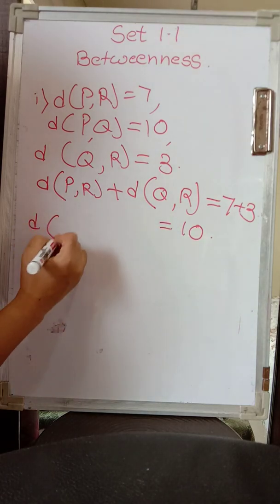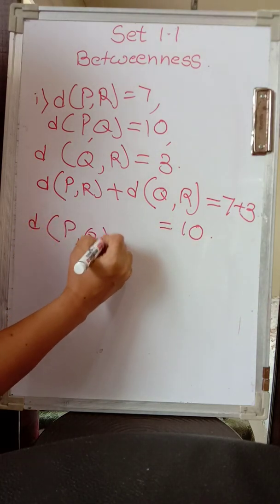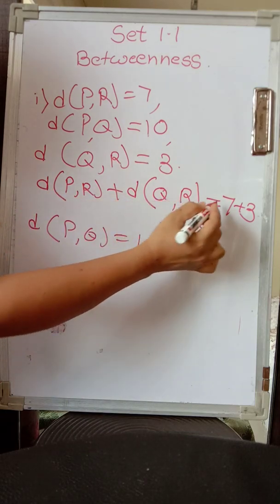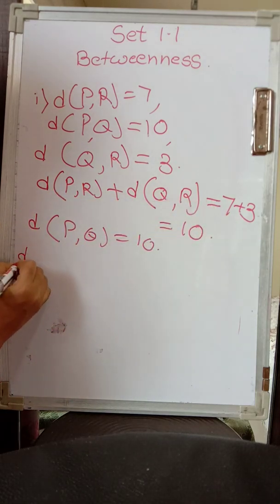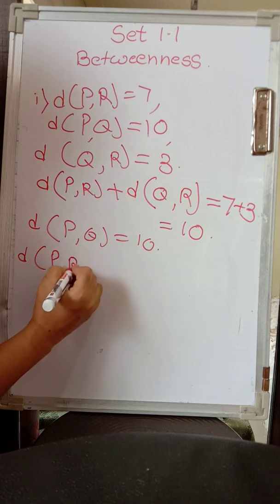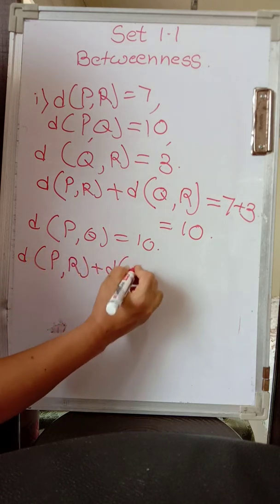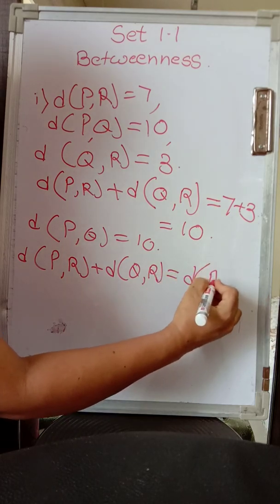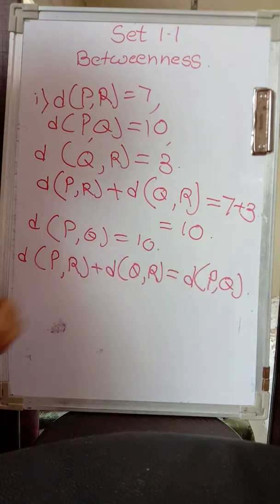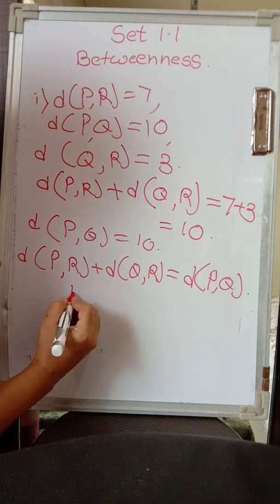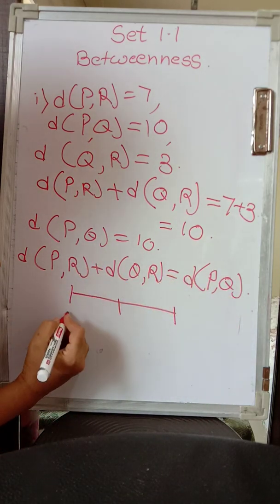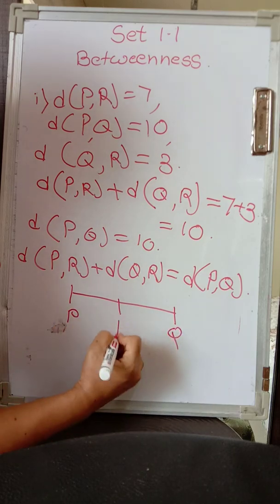And distance PQ is already given as 10. Okay. So from this, these 2 are equal. So what can you write? Distance PR plus distance QR is equal to distance PQ. Okay. And draw it like this also, diagrammatically. So we know that these are endpoints, so P and Q, and R will be over here.